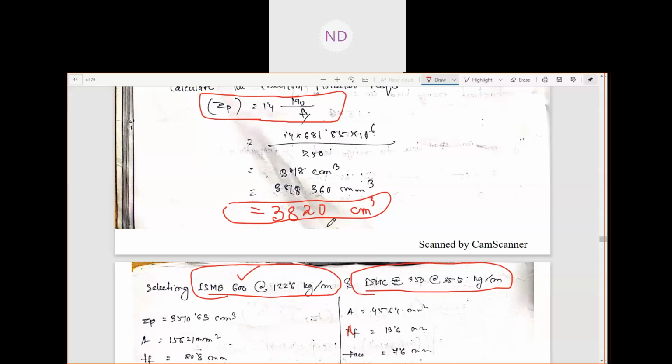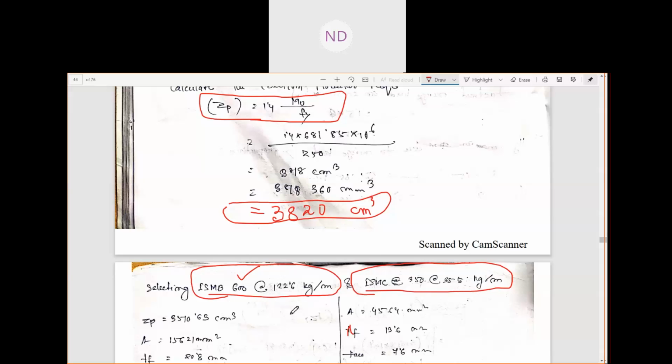That means the sections which you have selected and used for your design of gantry girder should not have a section modulus less than this value. If it is less, you have to assume another section, either change the channel section or change the beam section. But if the section modulus of the entire built-up member is more than this, that means your design is safe. You have selected the correct or appropriate section for your gantry girder.